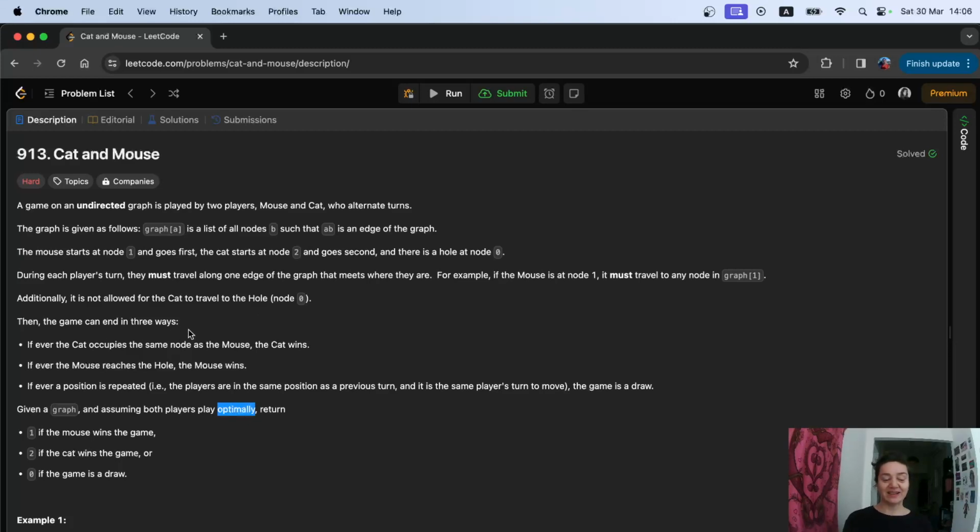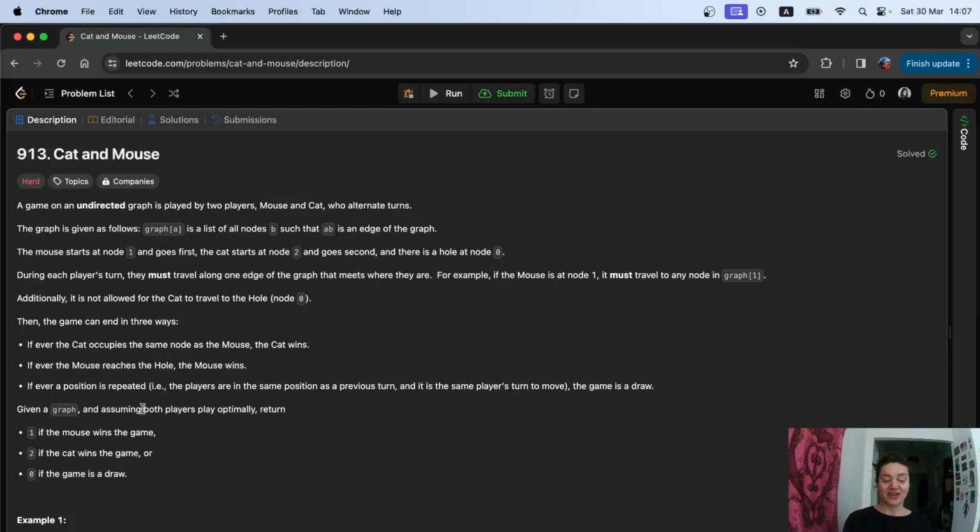Then, the game can end in one of three ways. If ever the cat occupies the same node as the mouse, the cat wins because he catches the mouse. If ever the mouse reaches the hole, the mouse wins because he escapes to freedom. If ever a position is repeated, the game is a draw. Just like in a chess game, when you and your opponent try not to lose, and find yourselves going back and forth to where you both have just been forever, then there's no winner, it's a draw.